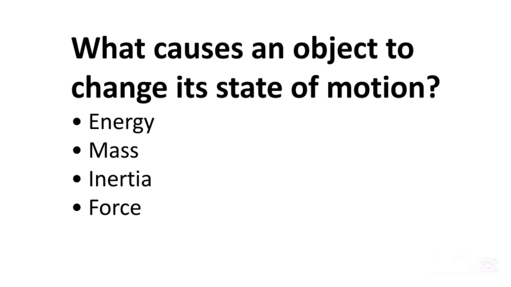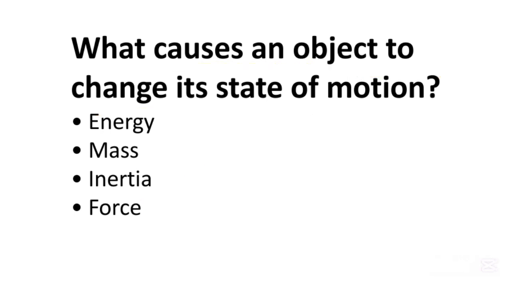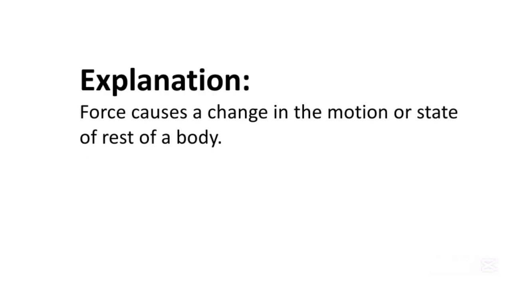Next MCQs. What causes an object to change its state of motion? Energy, mass, inertia, force. So correct option: force. Force causes a change in the motion or state of rest of a body.